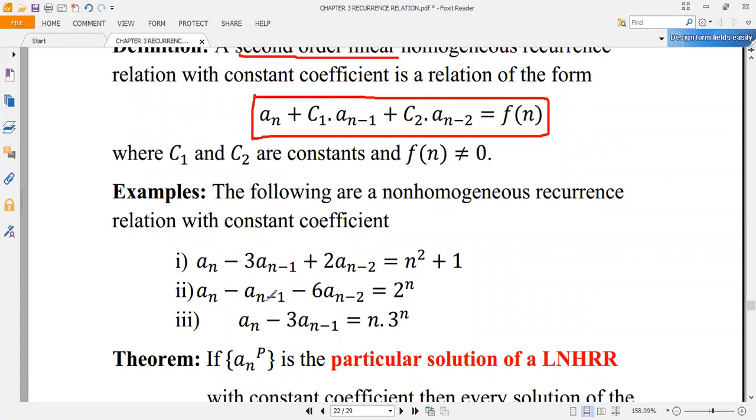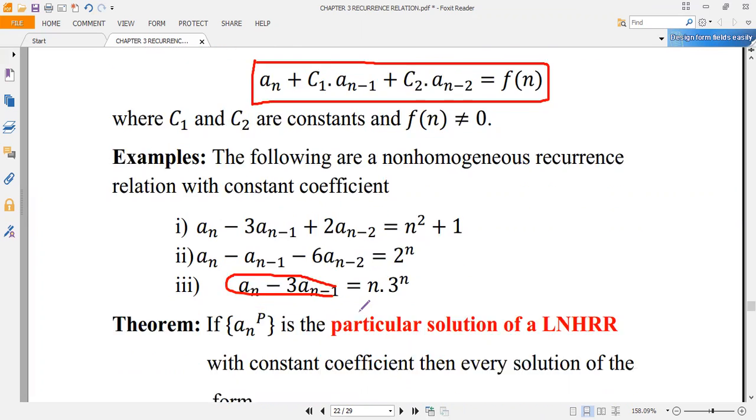Similarly, a_n minus 6a_{n-2} equals the power of n is also another type of non-homogeneous linear recurrence relation. And the third example is a_n minus 3a_{n-1} equals n times 3 to the power of n, which is also a non-homogeneous linear recurrence relation with constant coefficient. But the degree of this example is 1, and for the other two, the degree of the recurrence relation is 2.